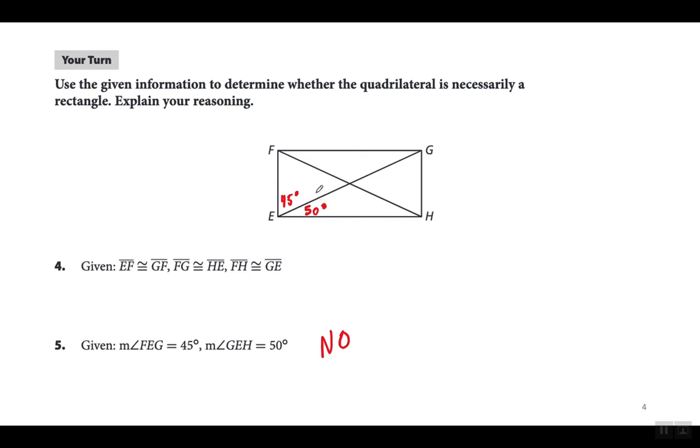Okay, with the information they gave us, we do not have one right angle inside of a parallelogram, nor do we have congruent diagonals inside of a parallelogram. So no, with that information I cannot confirm that it's a rectangle.